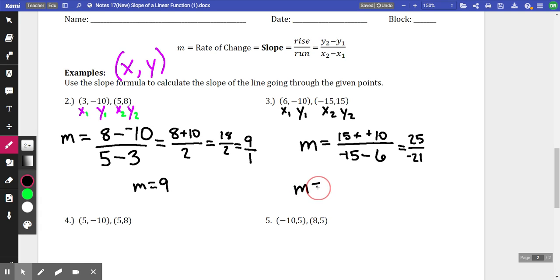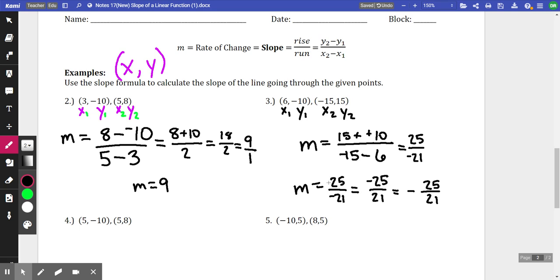Now, when I write this answer, I can either put the negative on the bottom with the 21 like I had before, or I could put the negative up in the numerator, or I could put the negative out in front. Notice that however I write it, either of these three ways, there's one negative sign. It's either on the bottom, on top, or out in front.